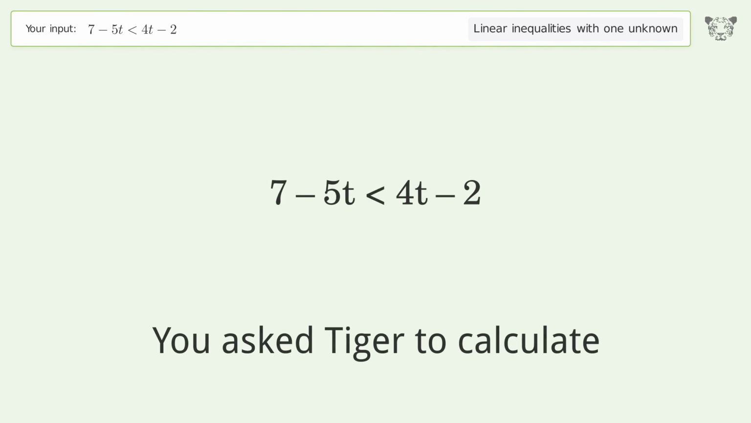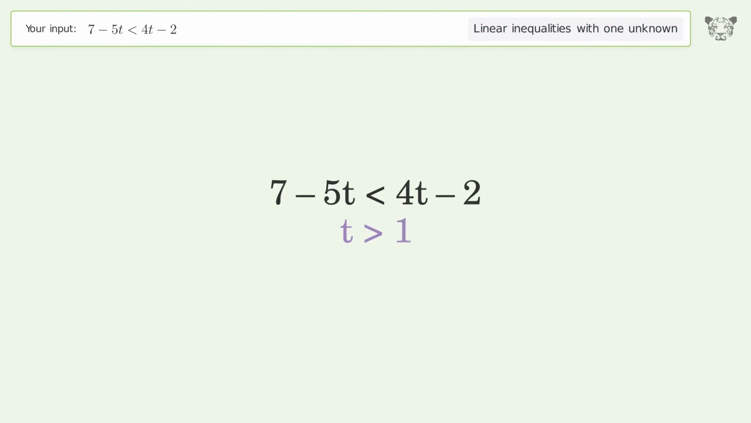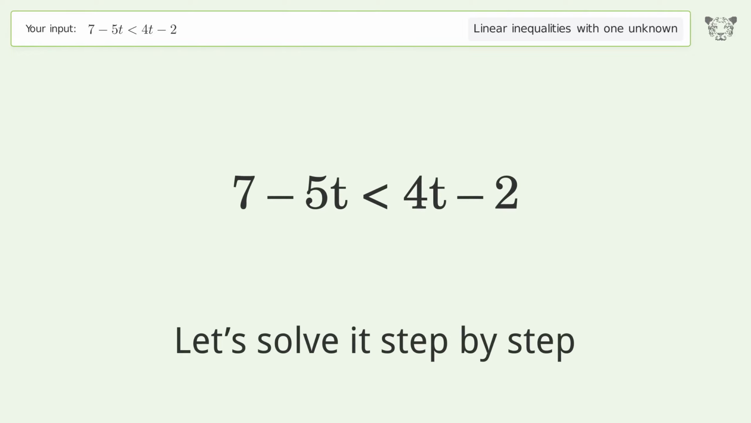You ask Tiger to calculate. This deals with linear inequalities with one unknown. The final result is t greater than 1. Let's solve it step by step.